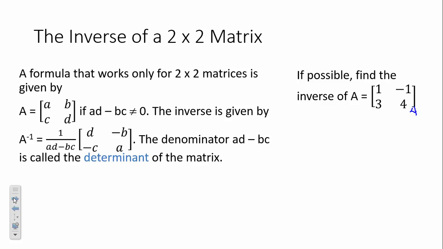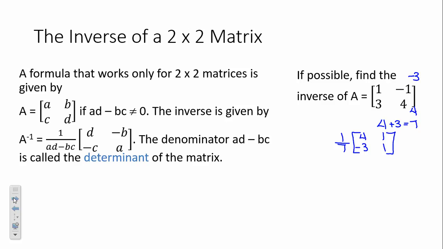So what would be the determinant of this matrix A? 4 minus a -3, 7. Okay, so the inverse of this will be 1/7 times our mixed up matrix. How do I mix it up? What goes in the first spot? 4. What goes here? +1. What goes here? And then in the last one, 1, because we swap the main diagonal and we change the sign of the minor diagonal.